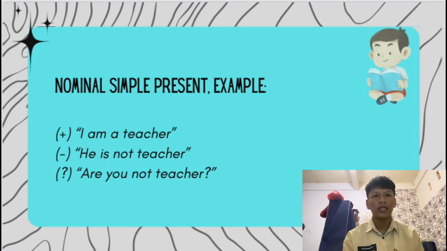The first one is, I am a teacher. So I is the subject, am is to be, a teacher is the object. The next is a negative sentence, he is not a teacher. So he is the subject, is is to be, and not is not, and a teacher is the object. The next is a question sentence, are you not a teacher? So are is to be, you is the subject, not is not, and teacher is the object.